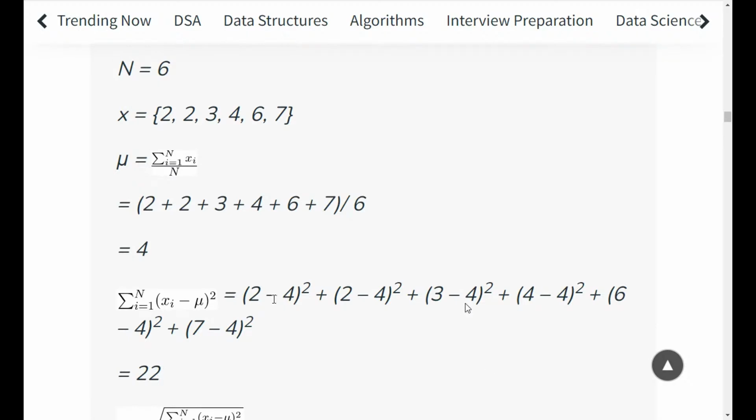2 minus 4, it's minus 2 squared. 2 minus 4 is minus 2. 2 minus 4 is again minus 2. We have minus 1. We have 0. 6 minus 4, that is 2. 7 minus 4, that is 3 whole square.